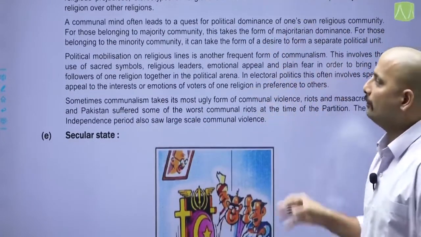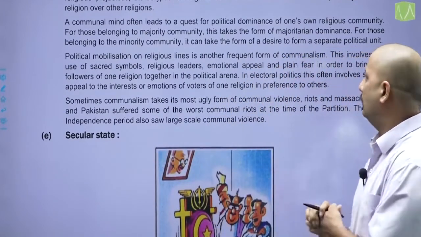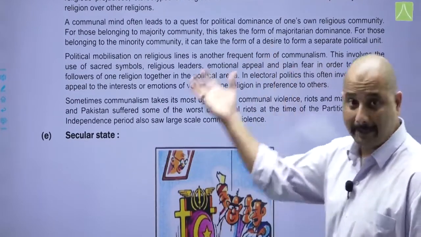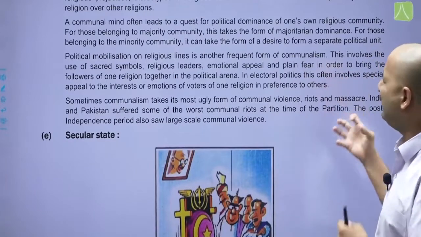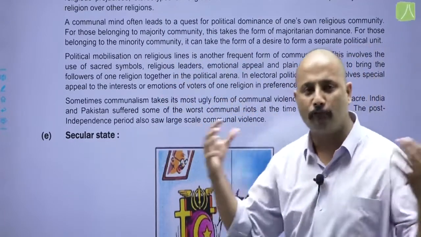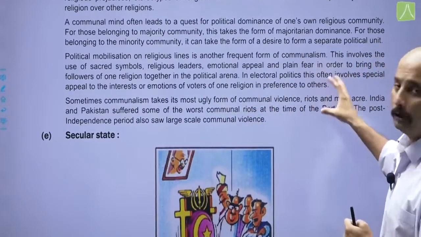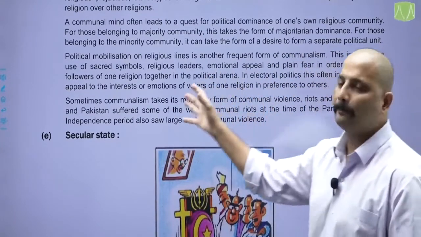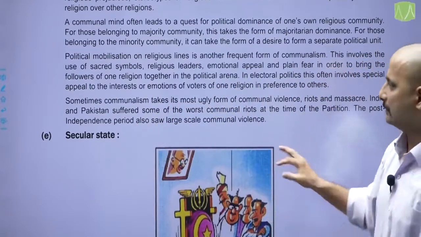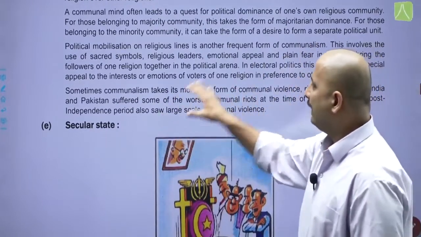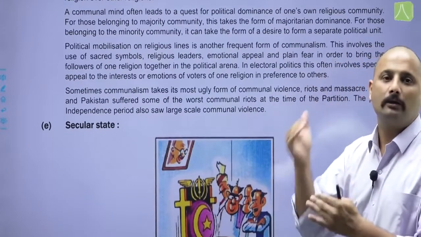Political mobilization on religious lines is another frequent form of communalism which we see in everyday life. This involves the use of sacred symbols, religious leaders, emotional appeal, and plain fear in order to bring followers of one religion together in the political arena. In electoral politics, this often involves special appeal to the interests or emotions of voters of one religion in preference to others. Sometimes communalism takes its most ugly form in communal violence, riots and other things.